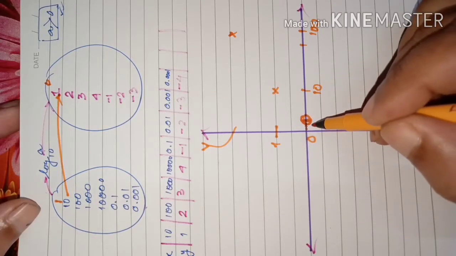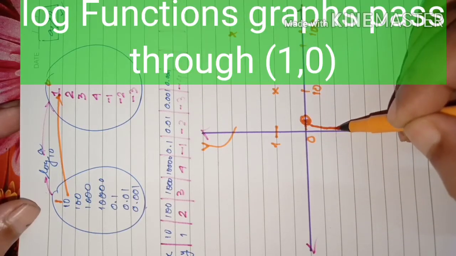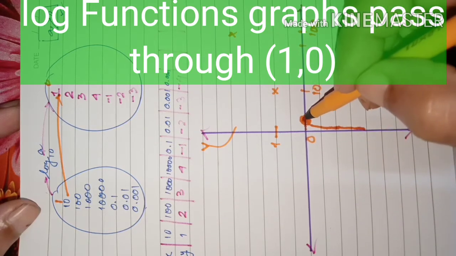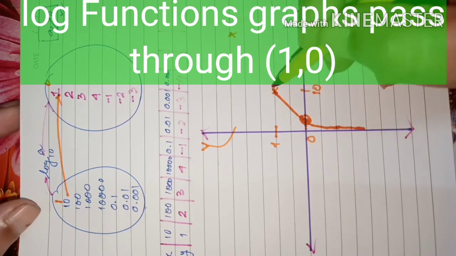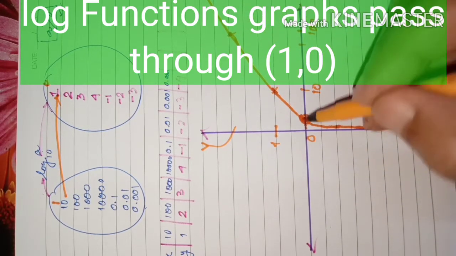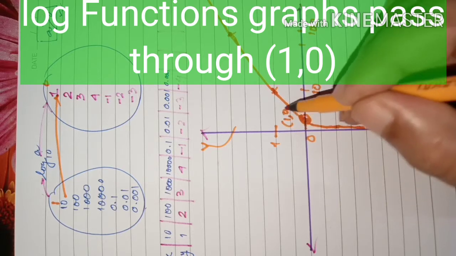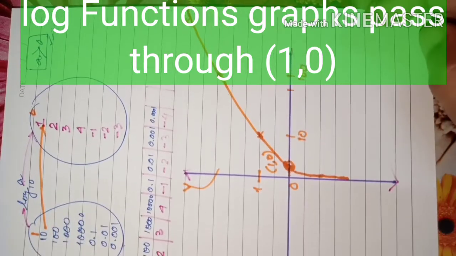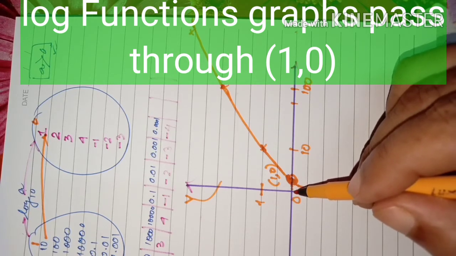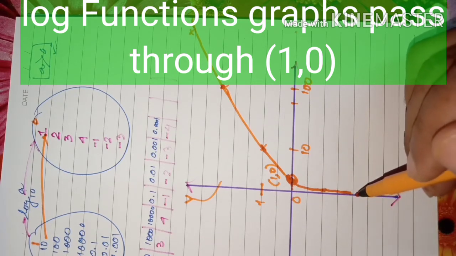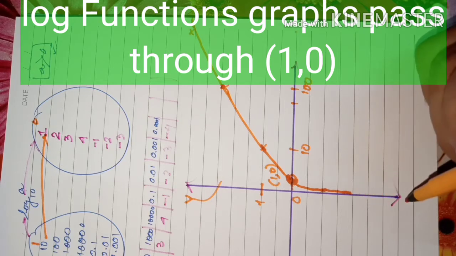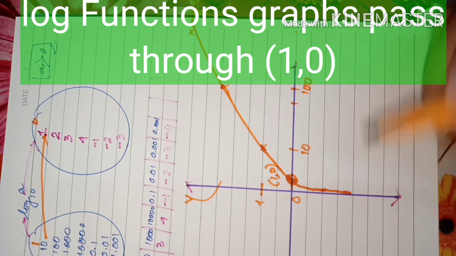As we go closer, it will go very high, but negatively. In the first quadrant it will go this way. It will pass through (1, 0). As it is going closer to 0, it is almost reaching the y-axis, but it will not reach it. It will go negatively very large. It will go to negative infinity, you can say.